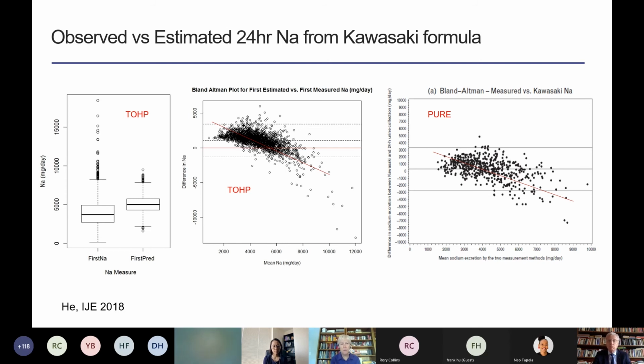The higher intakes are pulled in, the lower ones are brought up as well. So there's this curve generating a slope in the Bland-Altman plot. The same thing happens in the PURE data. They published something very similar when they looked at blood pressure effects of sodium, and they found that same kind of relationship as we did.